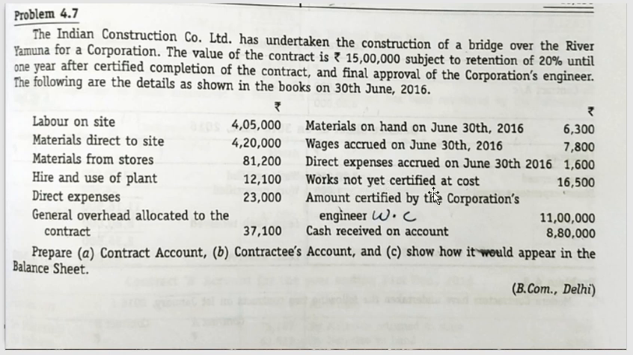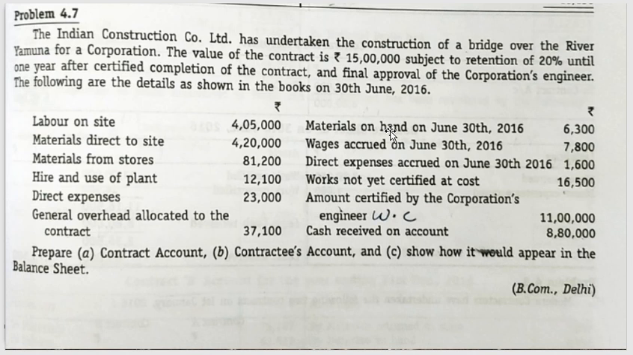Works not yet certified at cost in your credit, amount certified by the corporation engineer in the credit, and materials on hand on 30th June 2016, 6,300. So this is the closing value of the material which is on hand, which is not on the site. So only the expenses or the inputs which go into the contract will be in your debit side, and the output, that is work in progress, under which you have work certified and work uncertified, and the closing value of any assets will appear in the credit side.